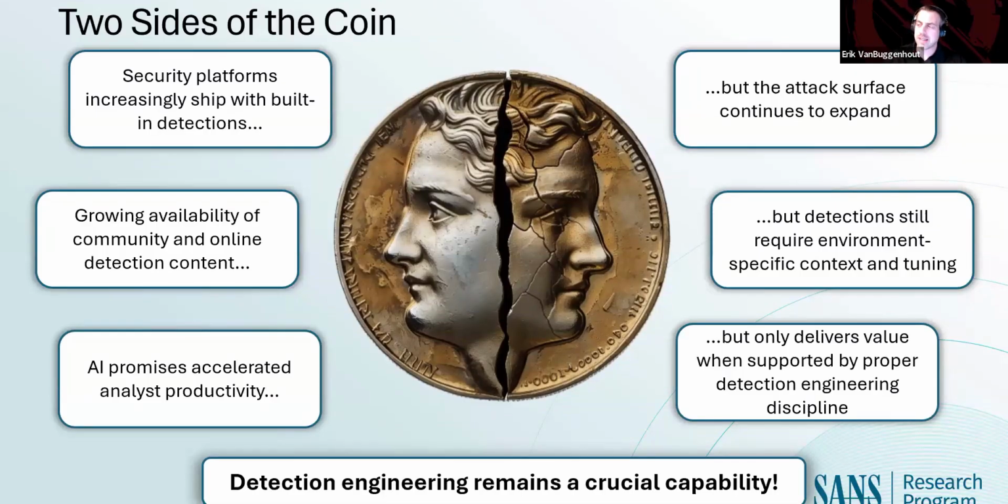But of course, the attack surface continues to expand, so it's a bit of a cat and mouse game. You can't realistically expect vendors to just have built-in, full-blown detection capabilities all done. So you will need that detection engineering capability in-house. You have a growing availability of community and online detection content. Things like Sigma, of course, come to mind. The idea is to have a portable way of exchanging detection analytics, and it's an amazing project.